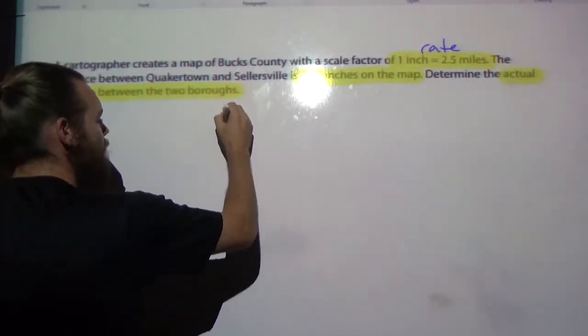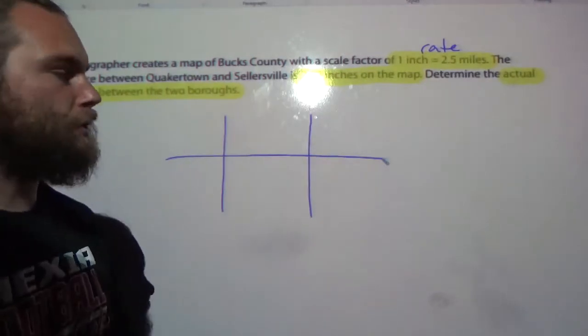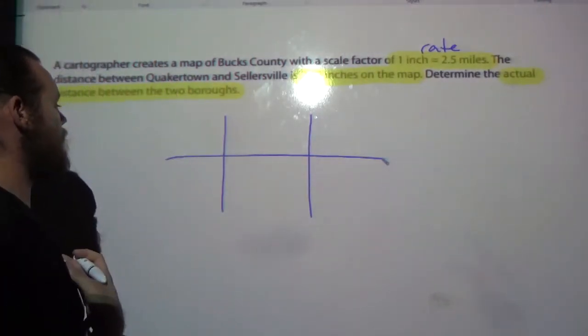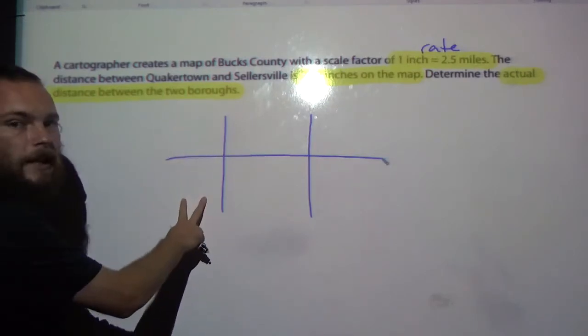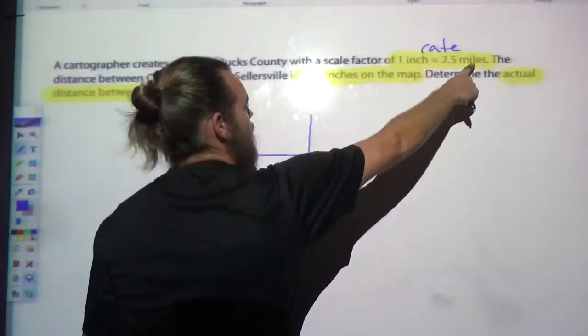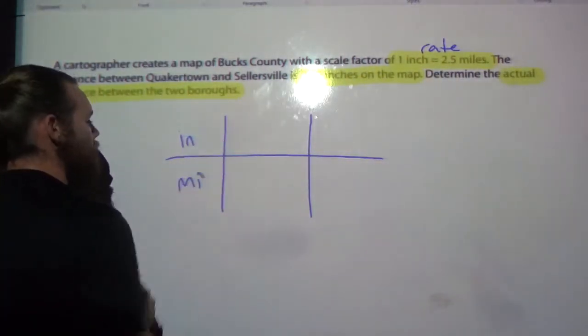If you're given a rate or a ratio, and you're given part of that ratio, that tells us we can use an H table, just like you did yesterday in dealing with proportional sides. This one's a little bit different. To me, it's a little bit easier. What goes here is what you're dealing with. In this case, we're dealing with inches and miles, so I'm going to put inches and miles here.